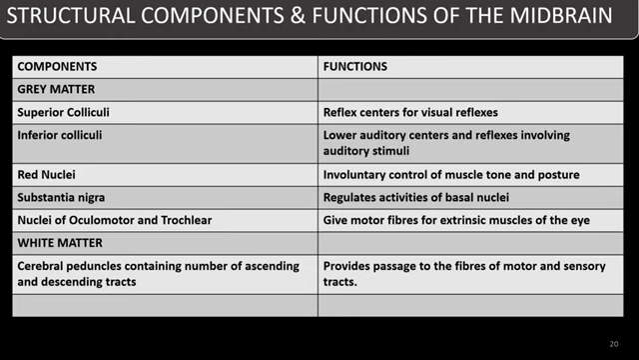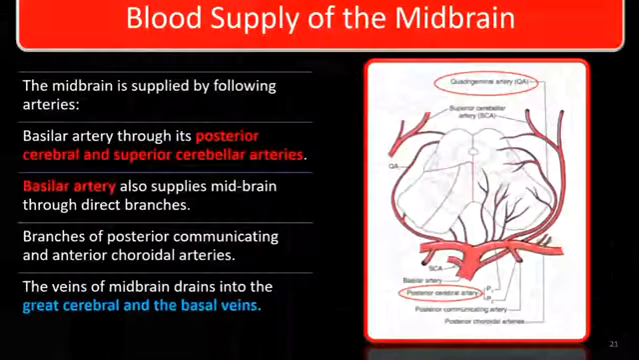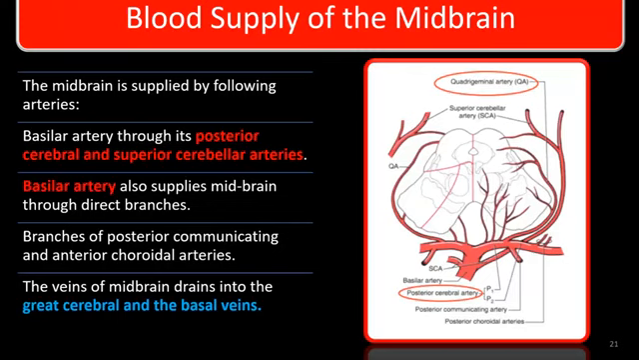Both oculomotor and trochlear nuclei will give rise to the nerves. In the white matter, the cerebral peduncle containing number of ascending and descending fibers will provide passage to fibers of both motor and sensory tracts. We will look at blood supply of the midbrain, and this is actually through basilar artery. The main branches are 1. The posterior cerebral and superior cerebellar arteries.